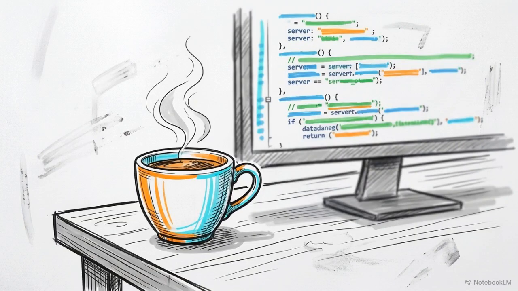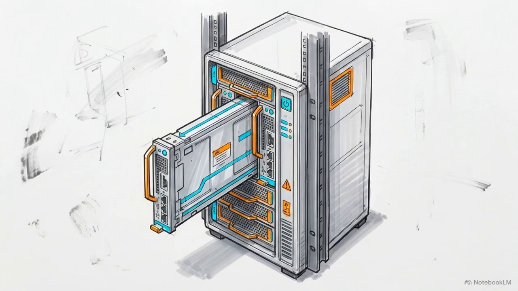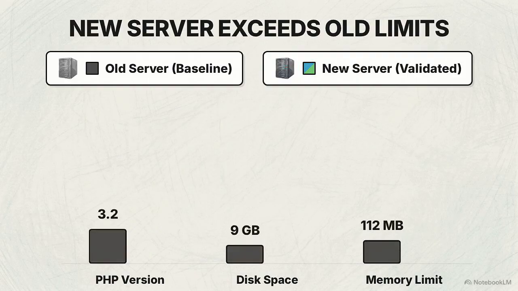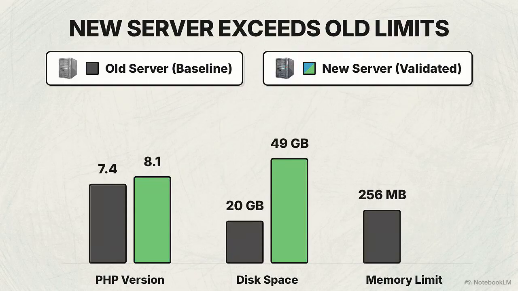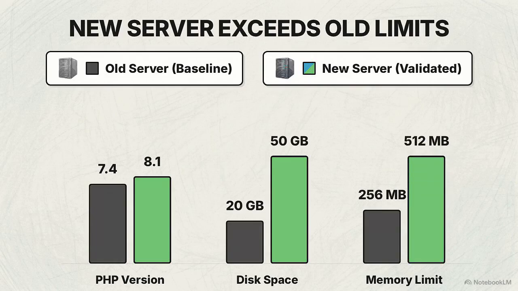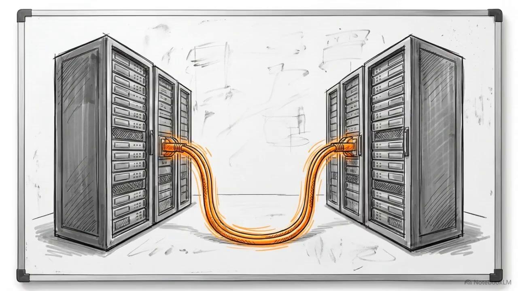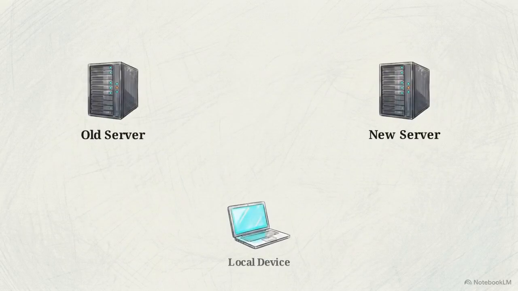Step 1 is provisioning your new hosting account. Check the limits you documented earlier and confirm your new space has matching or higher PHP versions, enough disk space, and adequate memory limits. Next, initiate a server-to-server cPanel transfer. This connects the two machines directly, pulling your data straight across the network without ever touching your local hard drive.